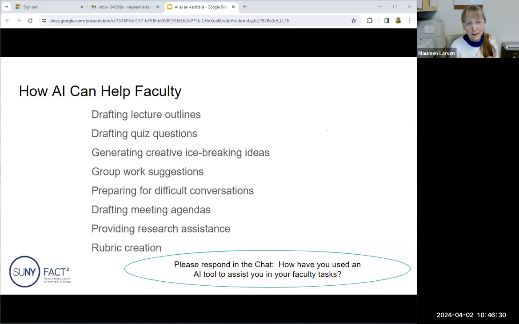Drafting agendas, this is one of the business use cases that have been out there for quite a while, right? Research assistance, as somebody already mentioned. Rubric creation, it can give you rubrics. So these are some ways that are really helpful. Okay, and then in the chat, if you've used an AI tool to help you with faculty tasks, please share that, and people are sharing some of these things.